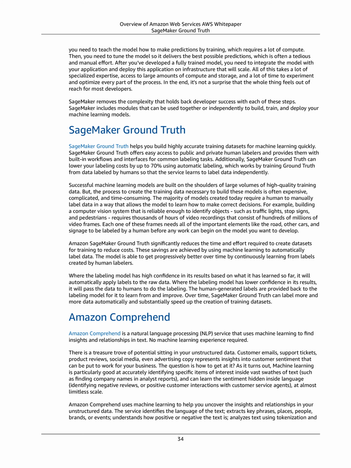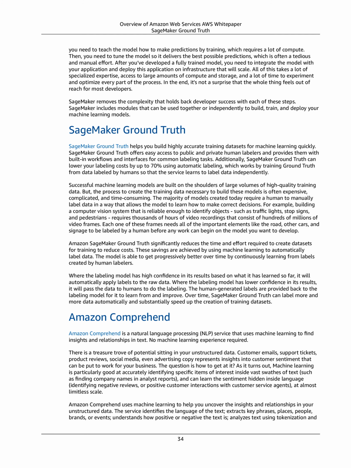SageMaker Ground Truth. SageMaker Ground Truth helps you build highly accurate training datasets for machine learning quickly. SageMaker Ground Truth offers easy access to public and private human labelers and provides them with built-in workflows and interfaces for common labeling tasks. Additionally, SageMaker Ground Truth can lower your labeling costs by up to 70% using automatic labeling, which works by training Ground Truth from data labeled by humans so that the service learns to label data independently.